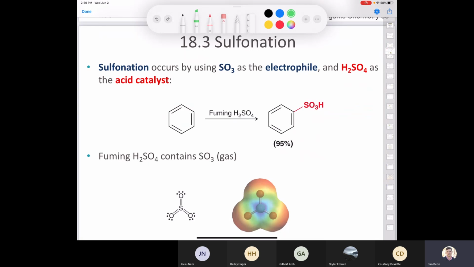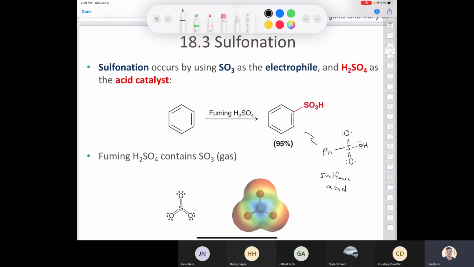And if I draw the Lewis structure here, you have the aromatic ring, and then you have a sulfur with two oxygens doubly bound, and another oxygen like this. Okay, so this is called a sulfonic acid. It's a functional group that you need to be aware of.